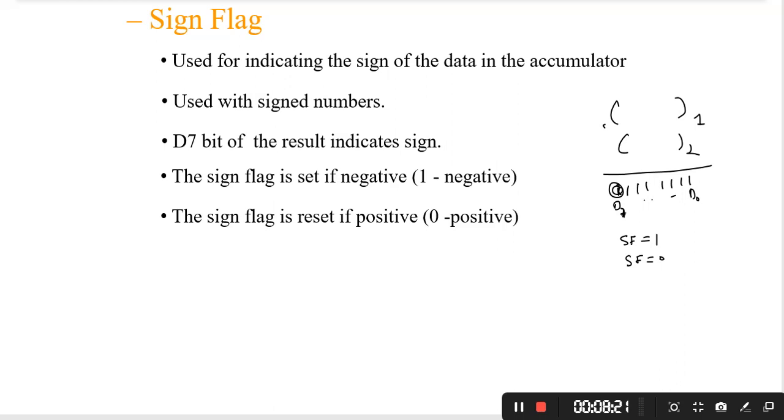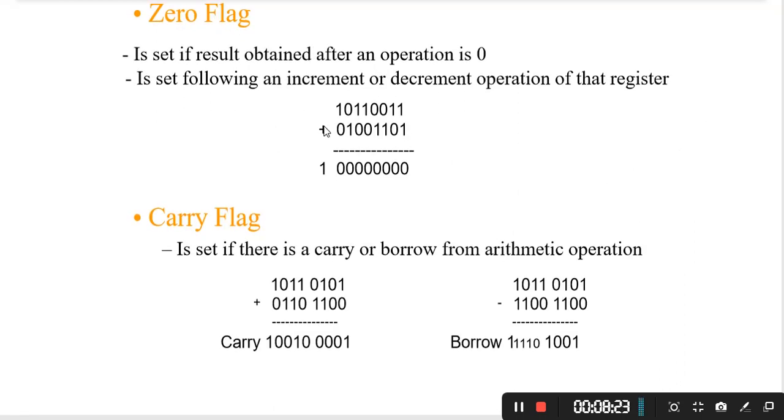In the same manner, the zero flag will be set whenever we do any operation. For example, if we want to add two data, data 1 and data 2, and we get the result with all bits equal to 0, then in this case the zero flag will be 1. If any bit of the result is equal to 1, then in this case the zero flag will be 0. So it is used to indicate whether the result is 0 or not.